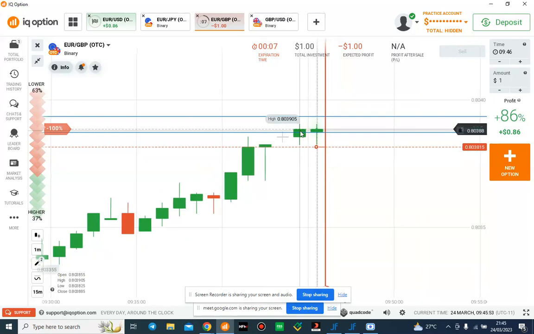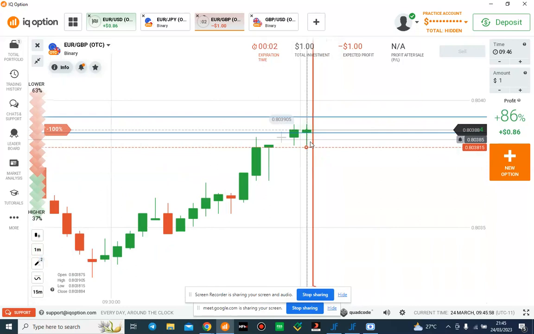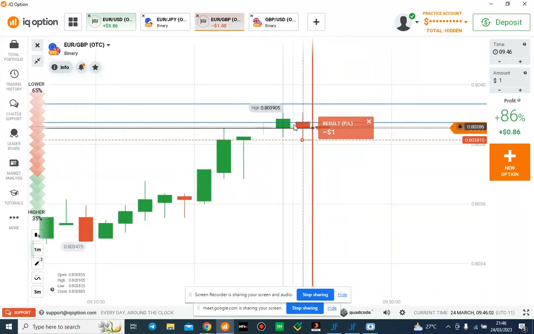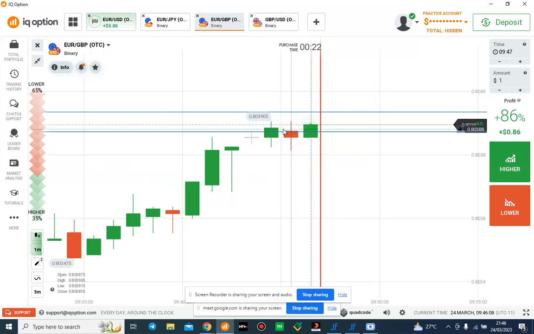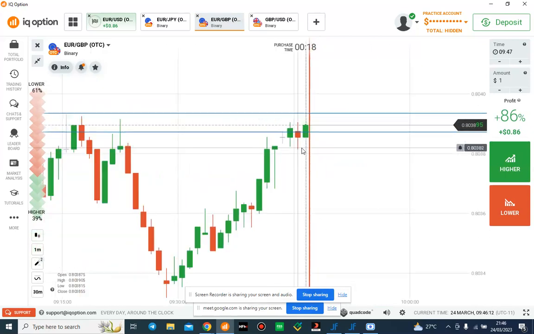And this one, the candle closed inside the zone, but there's a gap. There's a gap down, but it's still inside the zone. I think that is why sellers entered here.